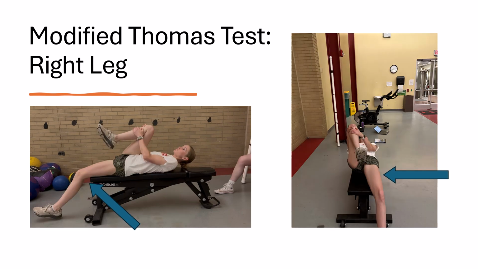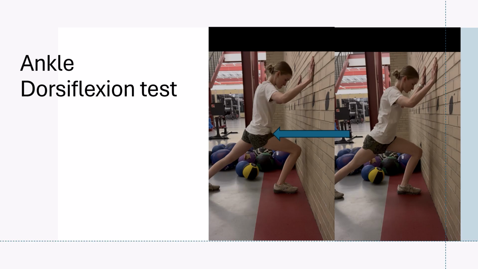If we keep going, and if we move on to the modified Thomas test, we can also see here the same issue with the knee not being at 90 degrees, but here we can see that her left leg is not in line with her torso. Again, this is the left leg, not the right. That is my fault. That is a typo. But we can see here that her left femur is not in line with her torso, meaning that her rectus femoris on her left leg is also very tight, and it is more tight than it would be on her right leg.